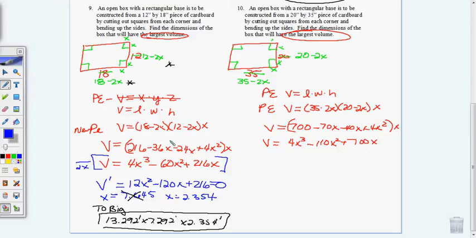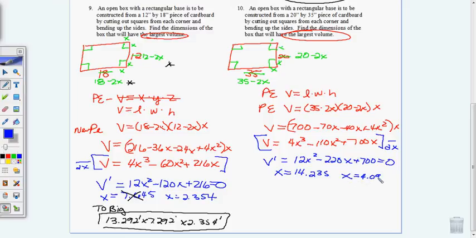Okay, so take the derivative with respect to x. Doesn't matter which side you write that on. So volume prime is going to become 12x squared minus 220x plus 700. And again, we set our derivative equal to 0 and solve. Use your calculator. I don't say that very often. And you get 14.235 for one of the x values, and the other x value should be 4.097.